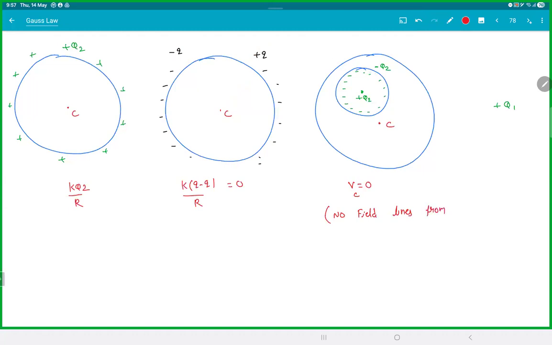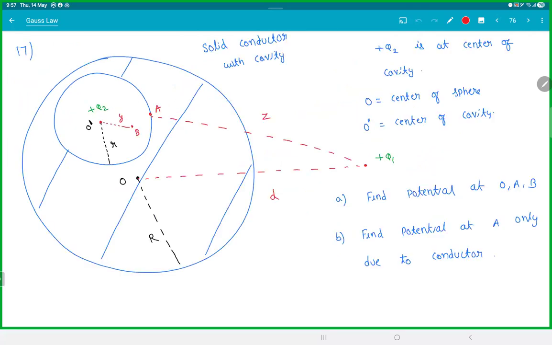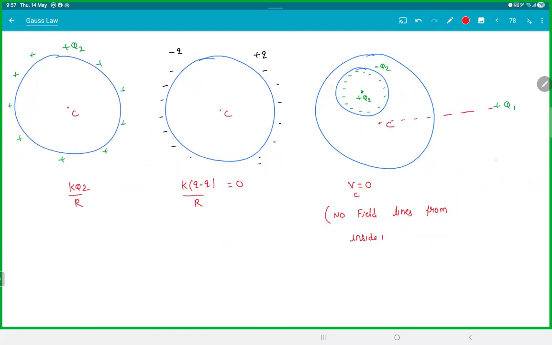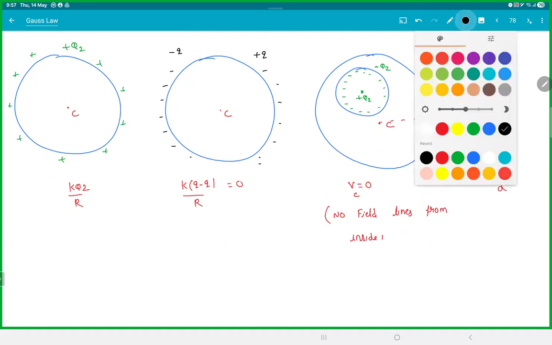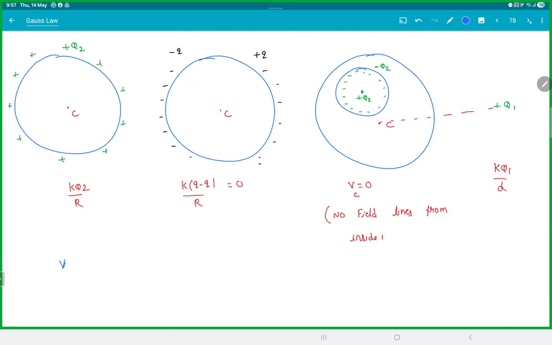But luckily here, you can actually find them also, because it is uniform. What is the potential difference? KQ2 by this distance, isn't it? And for a uniform shell, you can put a minus Q2 charge at the center, so the both will cancel out. And what was this distance to Q1? That was distance D. This is KQ1 by D. Done. So potential at the center is KQ2 by R plus KQ1 by D.